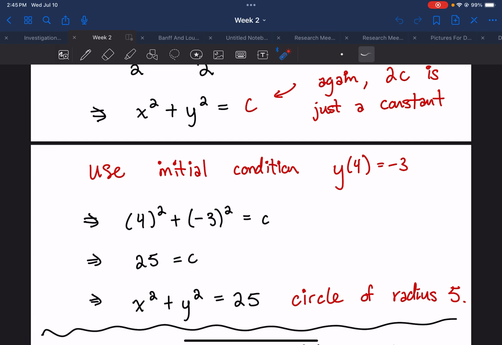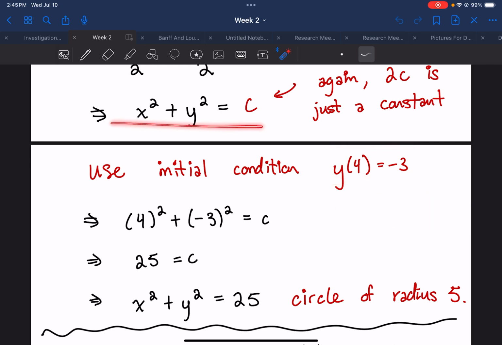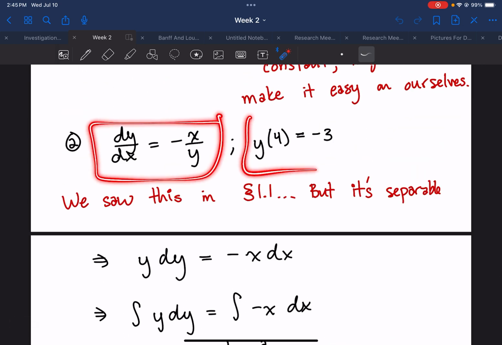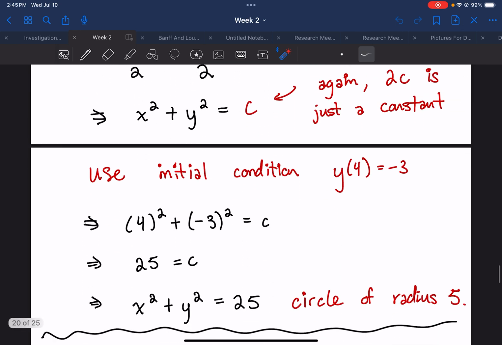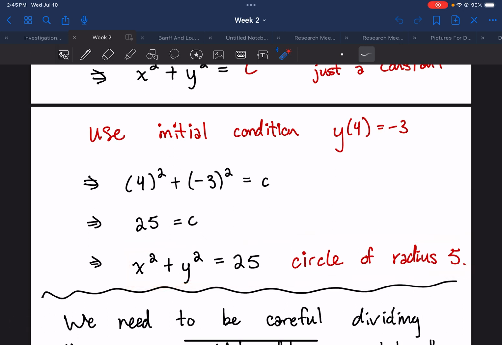I'm going to use the fact that y of 4 equals negative 3, which means x equals 4 and y equals negative 3, and I'm going to plug that into my equation. And I get 4 squared plus negative 3 squared equals constant, which means 25 equals my constant. So the solution to this differential equation passing through this point is the circle of radius 5 centered at the origin.